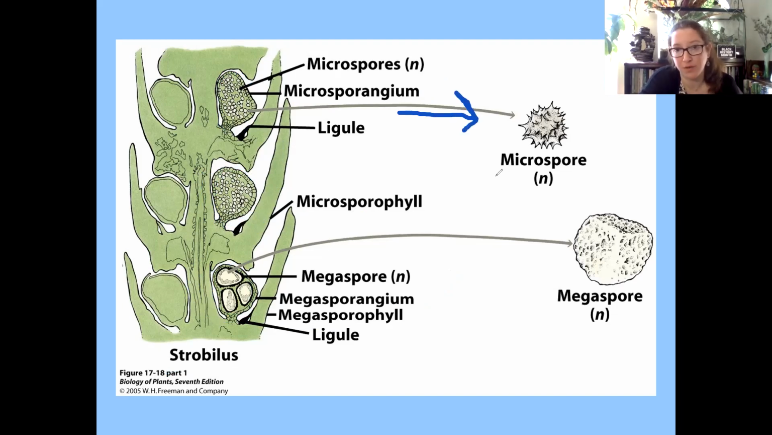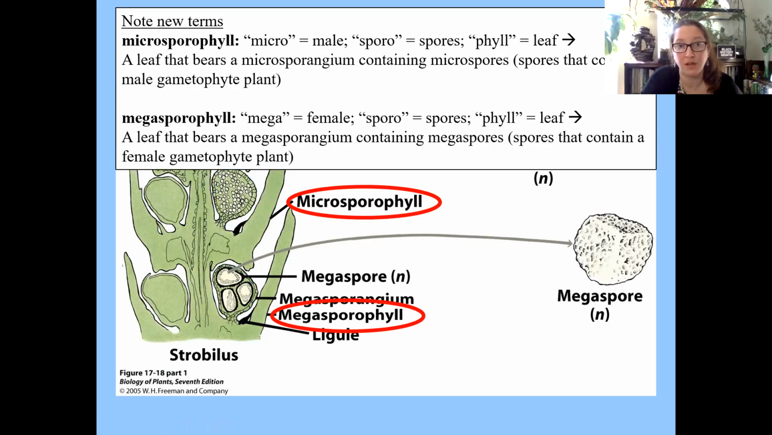Outside of the microsporangium emerges microspores. Outside of the megasporangium emerges megaspores. So these are going to be released from those sporangia, just like we're used to. But now we're dealing with two types of spores. This is just so that when you're looking at the slides later, you'll have these terms to look at.